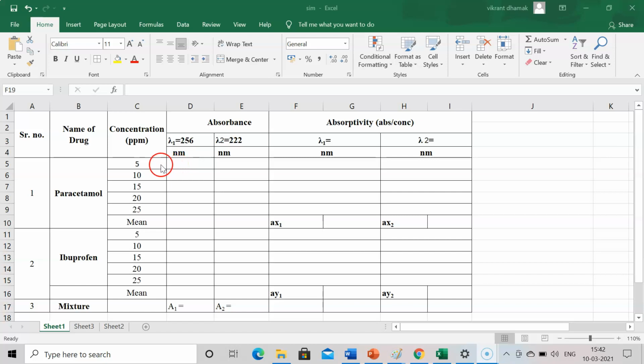After that, put the absorbance. Whatever absorbance you get for 5, 10, 15, 20, 25 at lambda max 1 and at lambda max 2. These lambda max 1 and lambda max 2 you need to calculate for the paracetamol solutions first, and after that you need to calculate for ibuprofen similarly at lambda max 1 and lambda max 2. So don't confuse with this; you need to calculate the absorbance at both the lambda max.